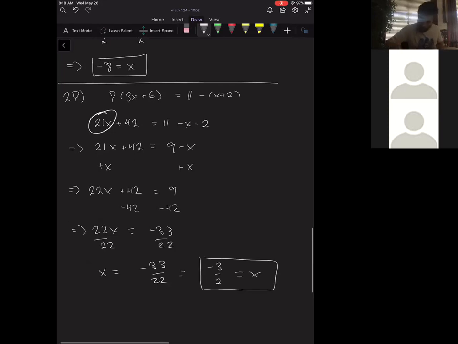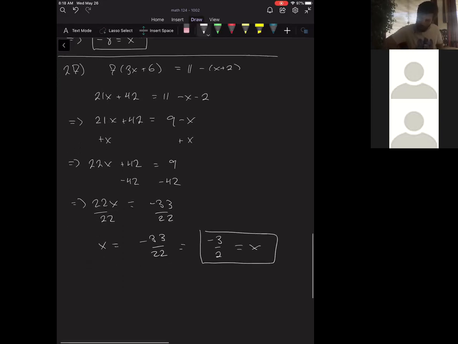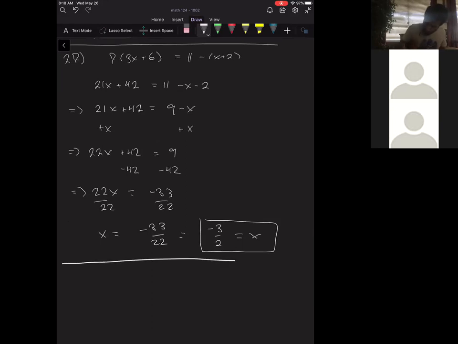Sorry about that. Yeah, so the little typo was right here. I wrote a 12 instead of a 21. Okay, but yeah, here's all the correct steps. Okay, let's move on to the next one.